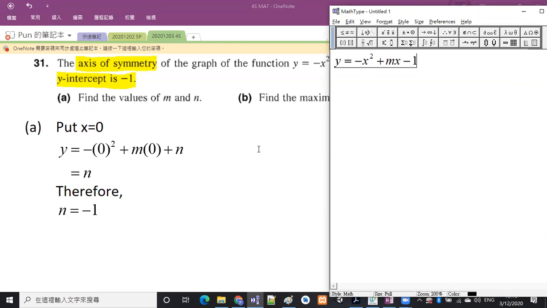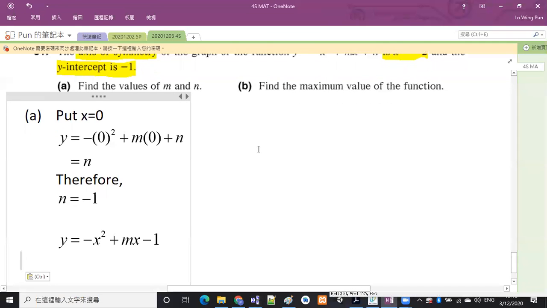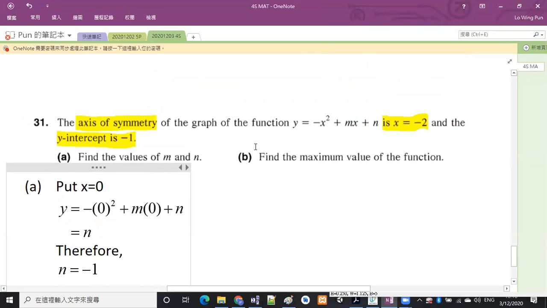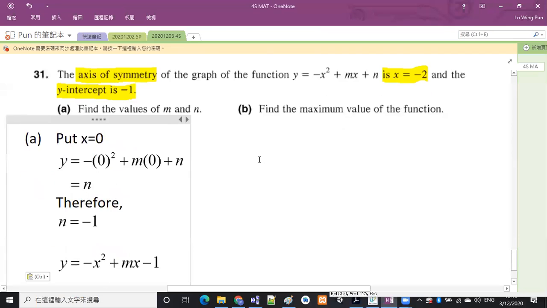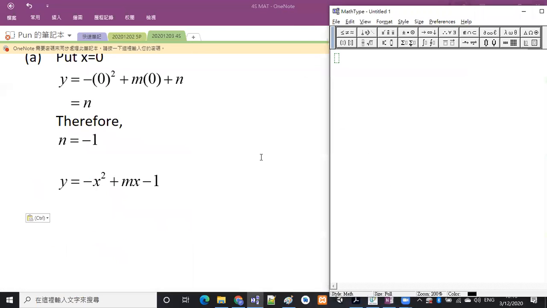So now we have just one more unknown. I mean, only one unknown is left in the equation. Okay, and then how to find the value of m? We still need to find the axis of symmetry, which means that we need to do the method of completing the square. So take out the -1, that is the A.